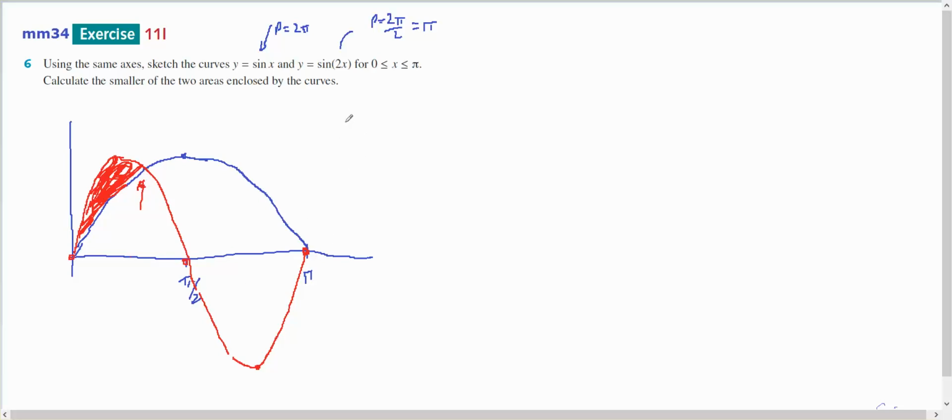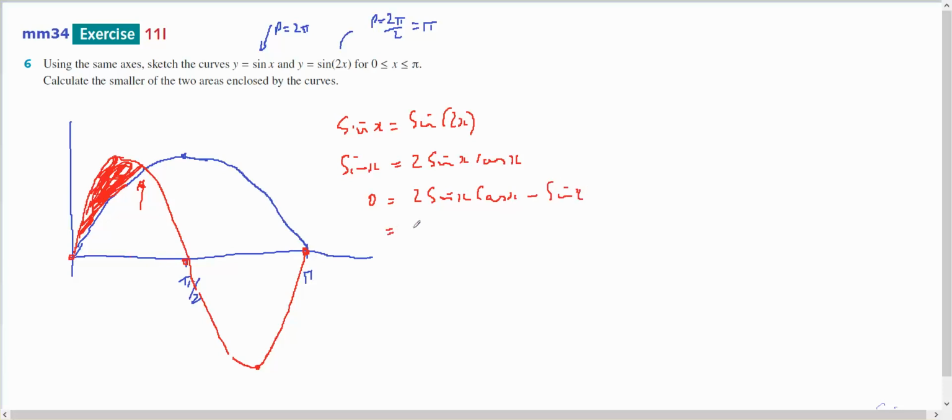So, where does the sine of x equal the sine of 2x? I can use the double angle formula here. That's going to be 2 sine of x cos of x equals the sine of x. Move the sine of x over, 0 equals 2 sine of x cos of x minus the sine of x, and I've got the sine of x as a common factor that can come out. 2 cos of x minus 1.